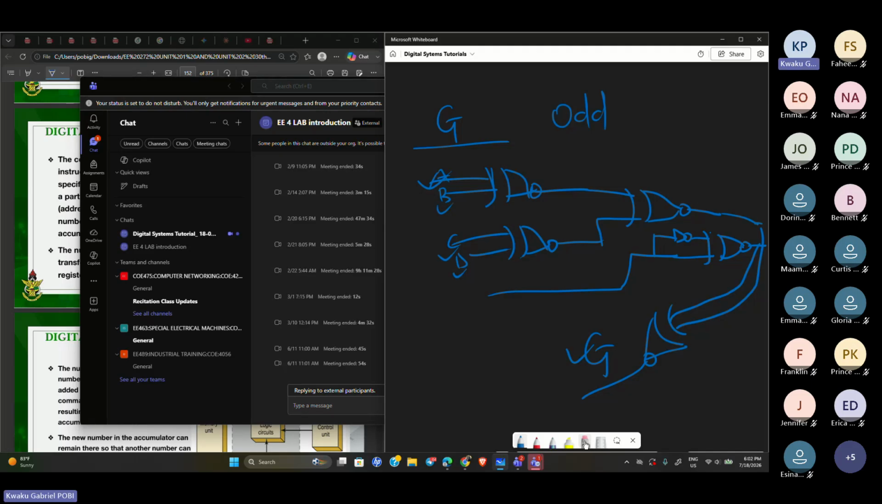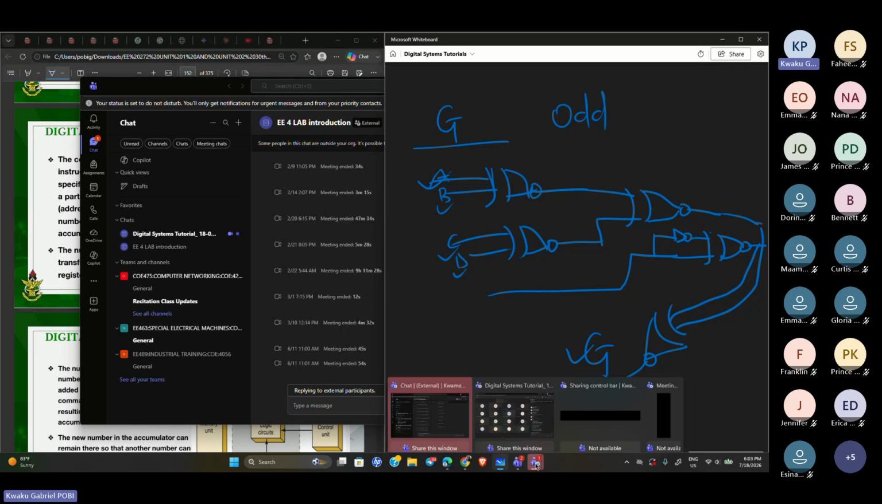That's all. So he just wanted you to know it offhand. If you've done a parity generator and then a checker before, you should know that even is XOR and then odd is XNOR. So just keep that at the back of your mind, right? That's all.